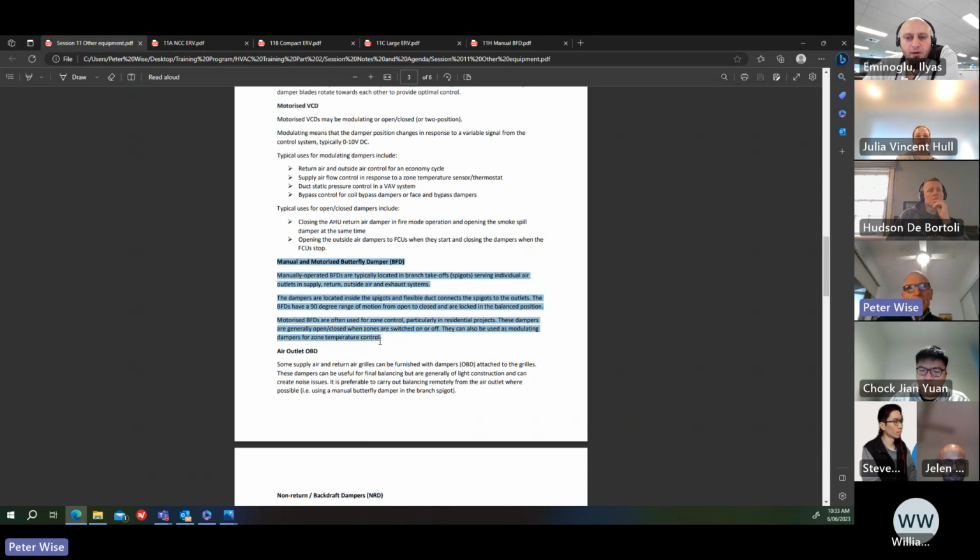You can also motorise butterfly dampers, often used for zone control, particularly in residential projects. The dampers are generally open or closed when zones are switched on or off, but they can be used as modulating dampers for zone temperature control. If you've got a small amount of air that you want to be able to have some control over and you don't want to use a VAV box, you can use a motorised butterfly damper.